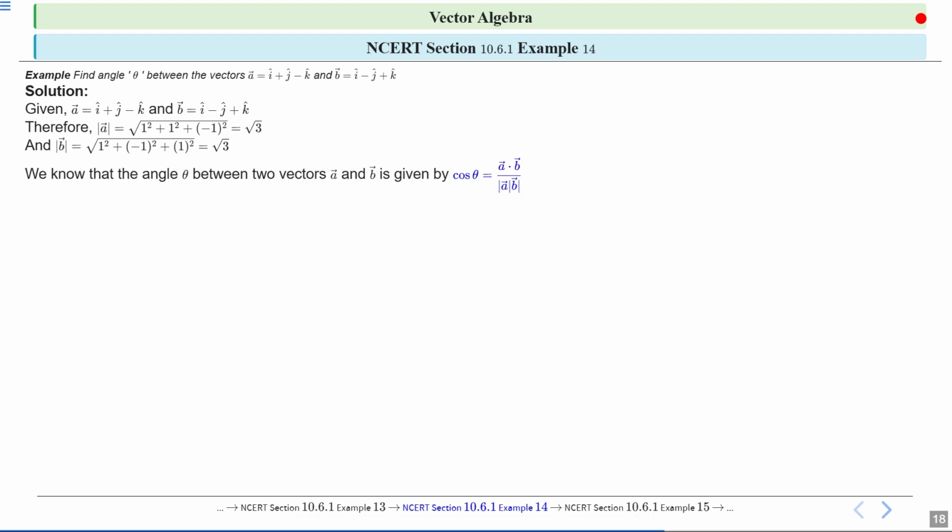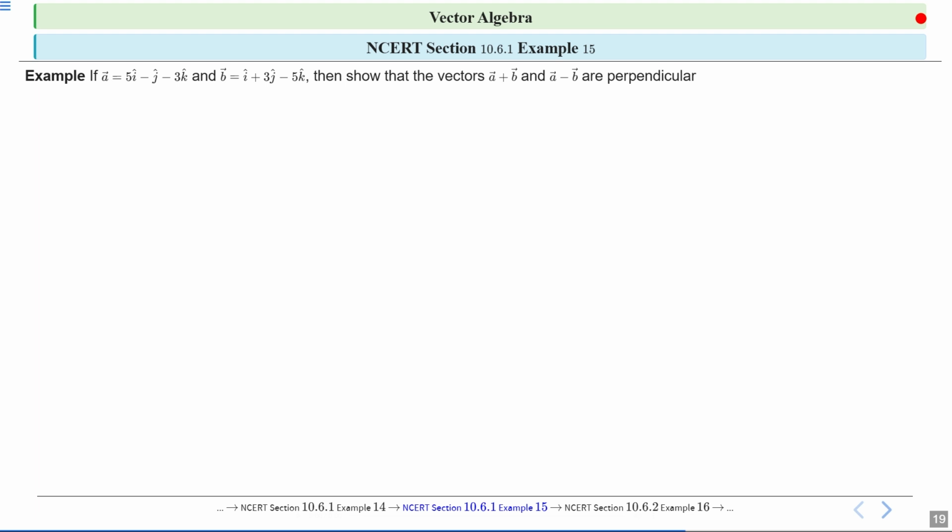Now we know that angle theta between two vectors A vector and B vector is given by cos theta is equal to A vector dot B vector upon magnitude of A vector into magnitude of B vector. Now A vector dot B vector is equal to I cap plus j cap minus k cap dot I cap minus j cap plus k cap, which is equal to 1 minus 1 minus 1, which is equal to minus 1. Therefore, cos theta will be equal to minus 1 by 3.